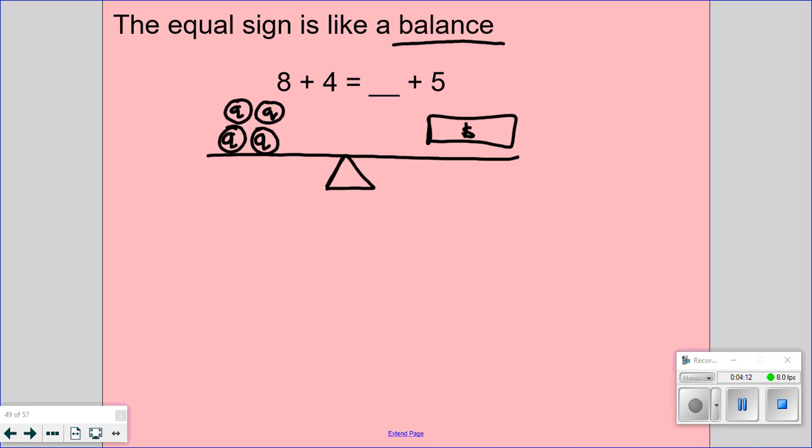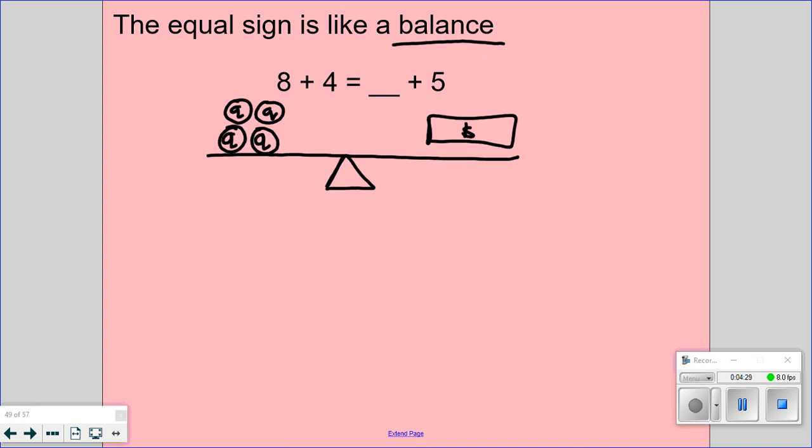Hang on one second, Ron. So I've got some number balances that we're going to be working. An actual balance. Crazy town.